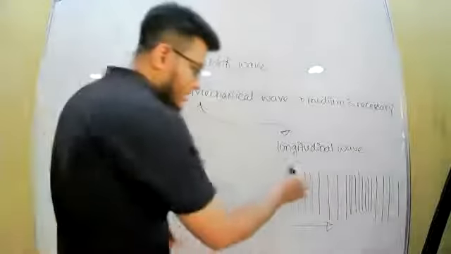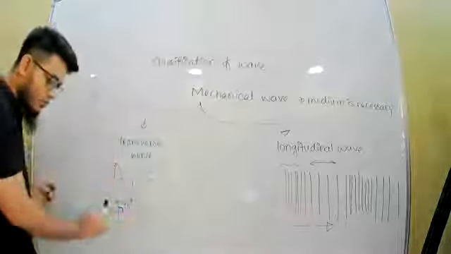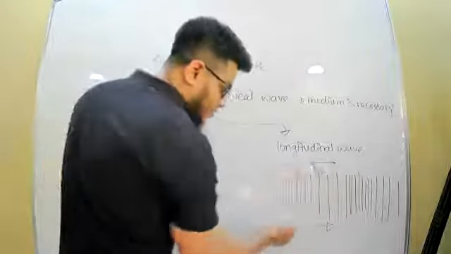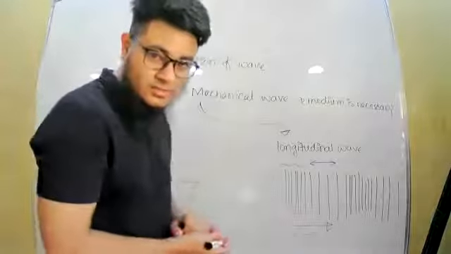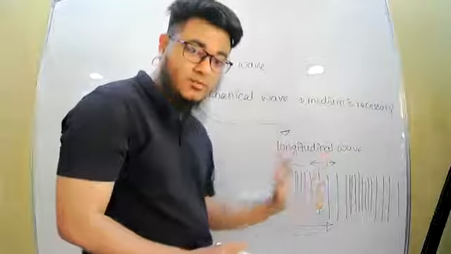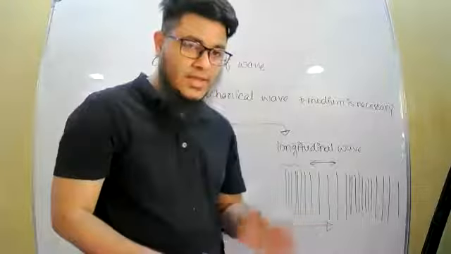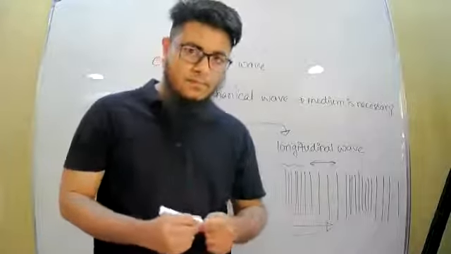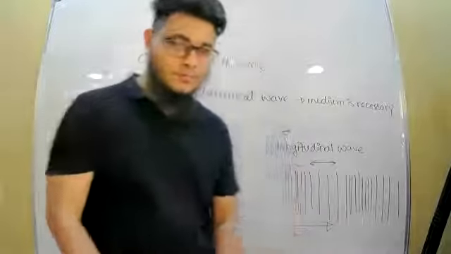What about this? Here the particles move sideways. If you remember, I showed you. Here the particles move up and down, but here they move sideways. So this is the direction and this is the direction. So if I put this direction here, they are parallel to each other, right? The wave is going in this direction, and the direction of particle movement is also sideways. So that is why these two lines will be parallel to each other. And if two lines are parallel to each other, what is the angle between them? Zero. 0 degree. Okay.